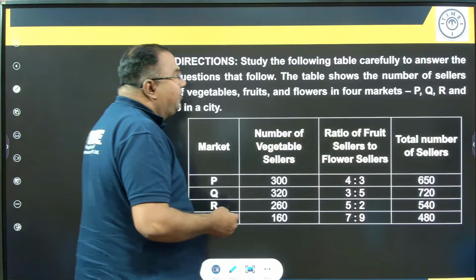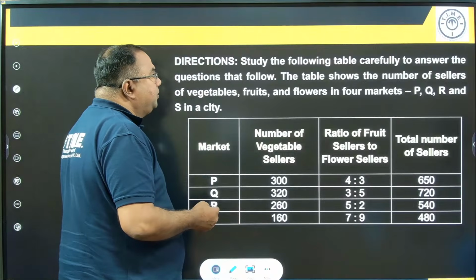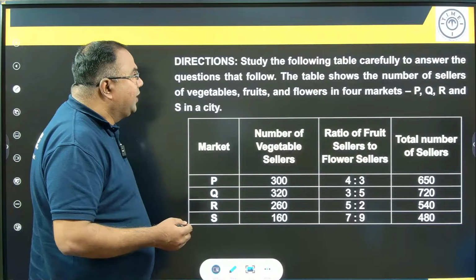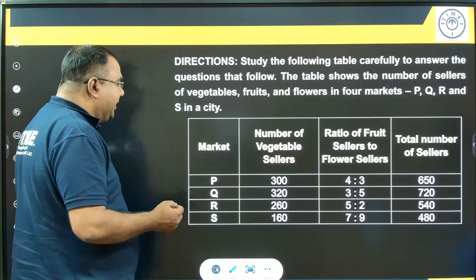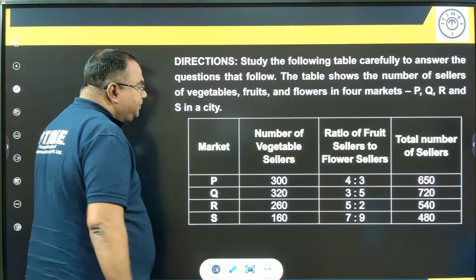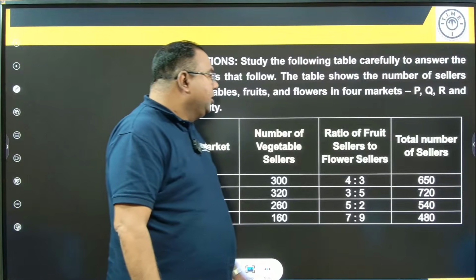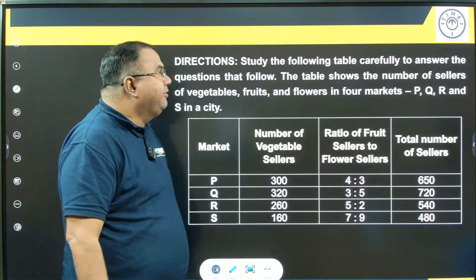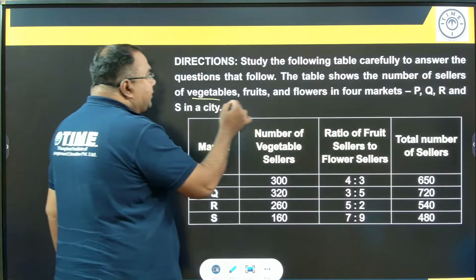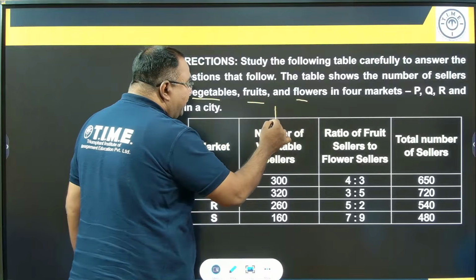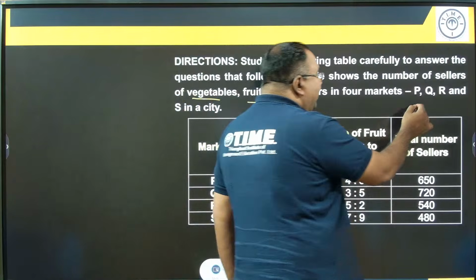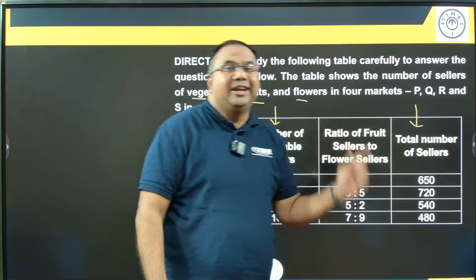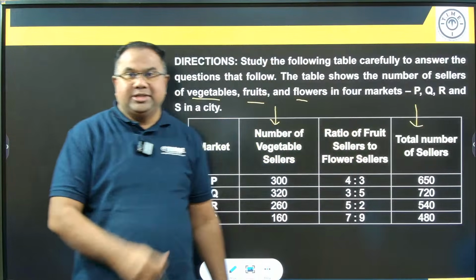Study the following table carefully to answer the questions that follow. Table shows number of sellers of vegetables and fruits and flowers in 4 markets, PQRS, in a city. We have 4 markets, PQRS. We have number of vegetable sellers, ratio of fruit sellers to flower sellers, and total number of sellers. This is the information given here. We got information about vegetable sellers and total number of sellers. But for fruit sellers and flower sellers, we got a ratio. Just analyze this data.